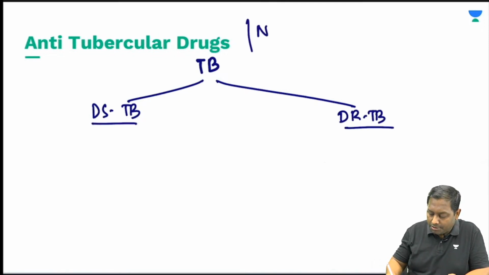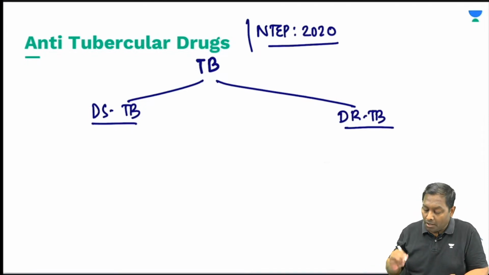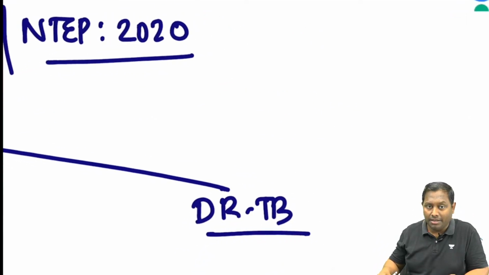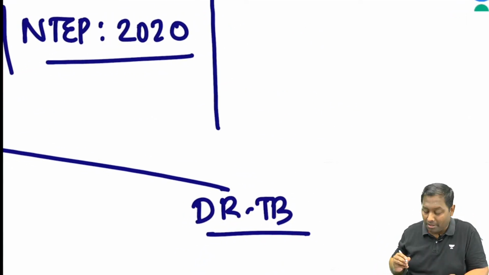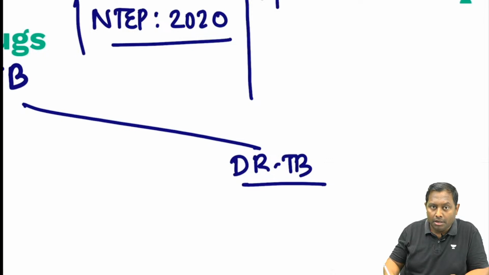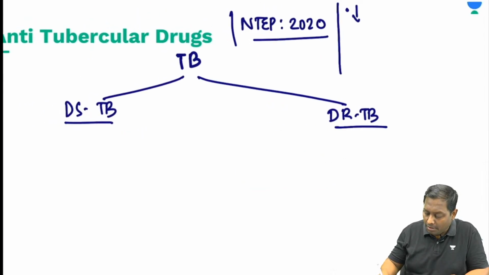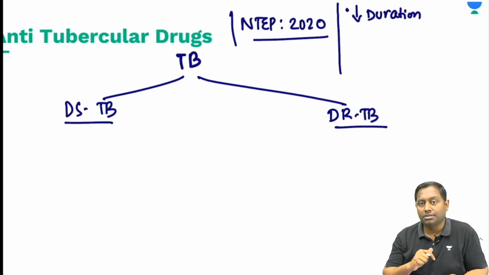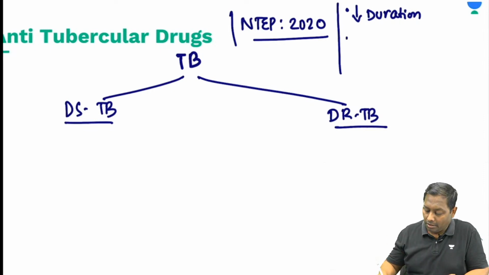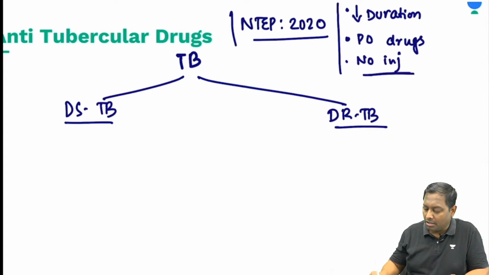According to the National TB Elimination Program, the new guideline launched in May 2020, NTEP 2020, do remember a few important points that have been highlighted. One is to decrease the duration of the therapy, compared to earlier where the treatment was for 2 to 3 years. Now we have a lesser duration, 6 to 9 months, 9 to 12 months, and the longer regimen is barely 18 months. Then promote oral drugs, no injectables. This is all going to increase the compliance of the therapy.